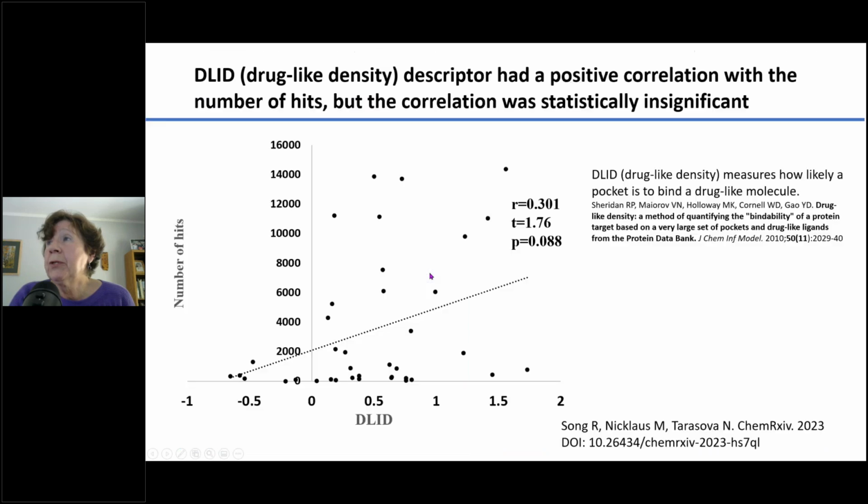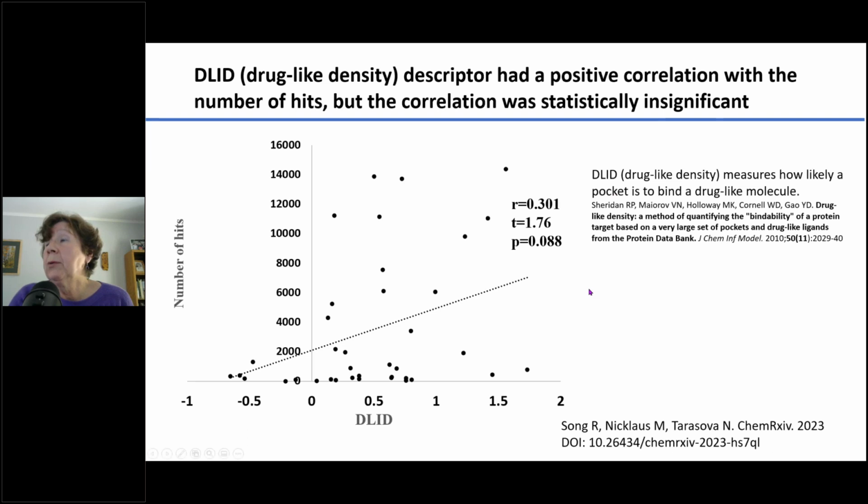But the most striking result is that, first of all, the drug-like density descriptor had a positive correlation with the number of hits, which could be expected, but the correlation was statistically insignificant. And this is important to keep in mind when using these things. Because the concept of DLED was developed based on PDB data more than a decade ago, it probably needs to be updated with the inclusion of modern drugs.